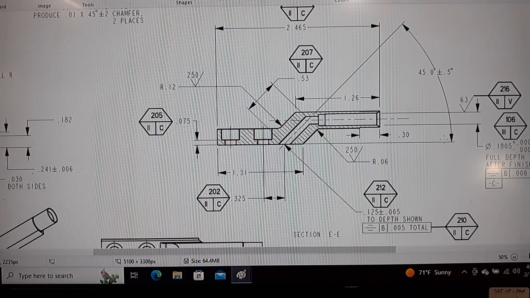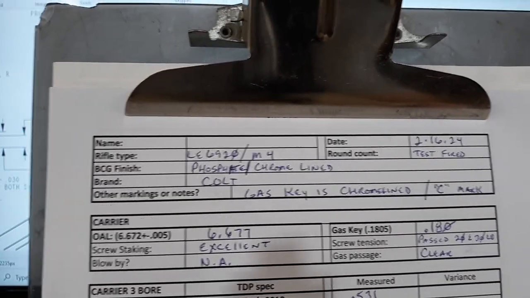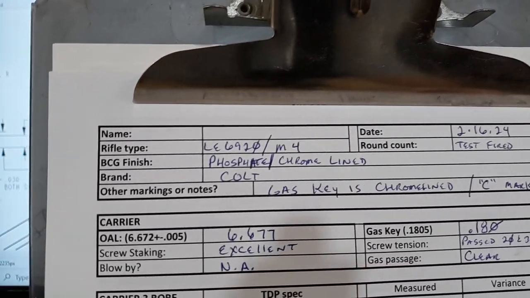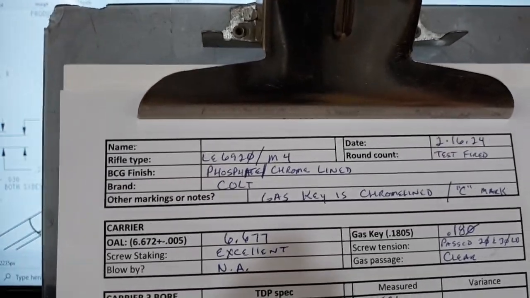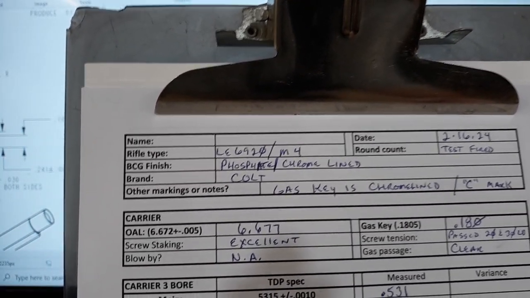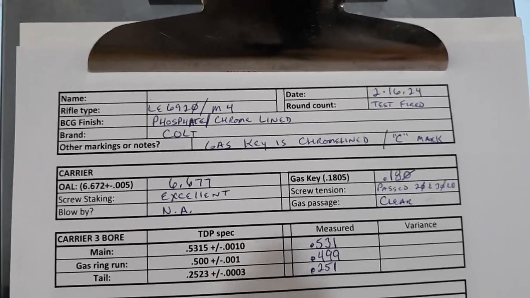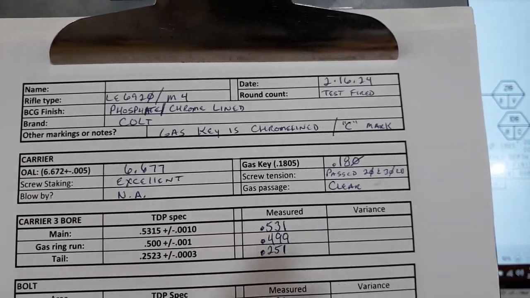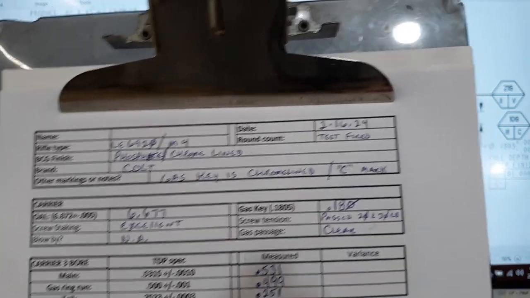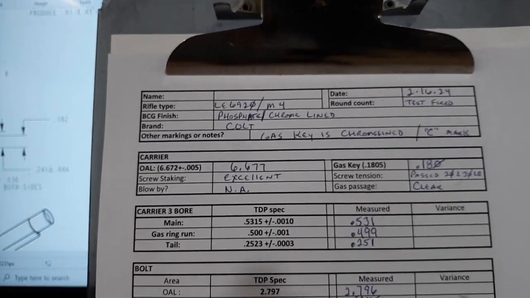So the first aspect of it is, as it says here, the rifle type was an LE6920. It's basically an M4. Today's date, round count: only had test fire rounds on it, so less than five rounds, between 5 and 10. We'll just say that. The brand is a Colt. One of the notes that I put on there, besides the finish on the bolt carrier group, on the bolt itself, or the carrier, was phosphate, and it's chrome lined. And I annotated on there that the gas key is also chrome lined, and the carrier is actually C marked, proving that it's actually a Colt. I'll tell you more about that when I get down to it.